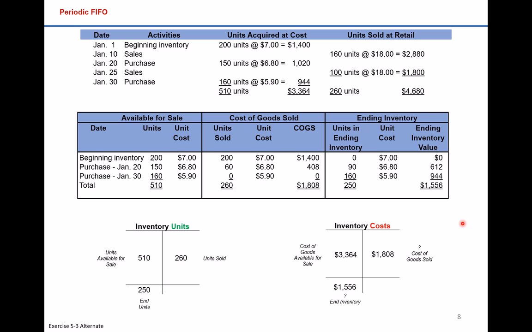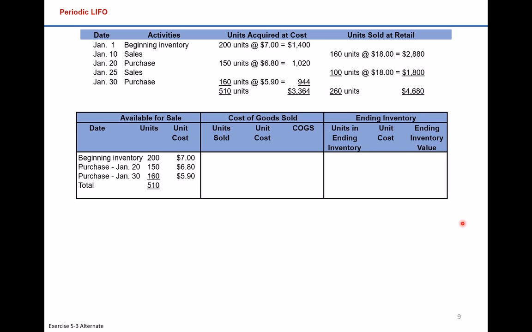Okay, let's move on to the last one. It's the periodic LIFO method. Under the periodic LIFO method, we're going to say out of these layers that we have, the last ones that we purchased are going to be the first ones that are going to be expensed out to customers. So under FIFO, we started with the 200. Where are we starting with under LIFO? We're starting with the January 30th purchase of 160.